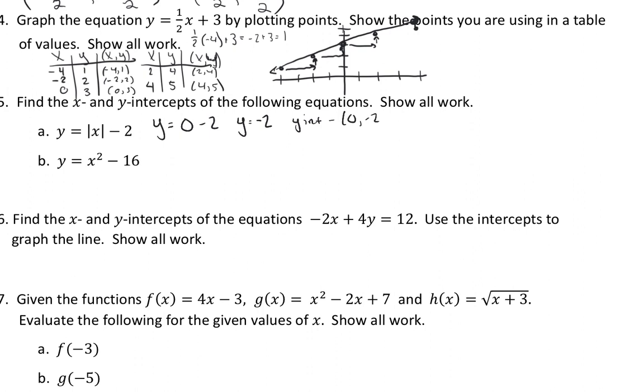0. And for the x, I set y equal to 0. So we have the absolute value of x equals 2, and so that means x is going to be equal to -2 and 2. So our x-intercepts are going to be -2, 0, and 2, 0.